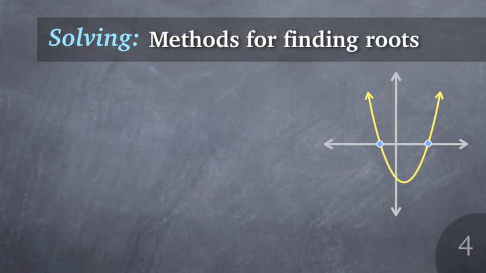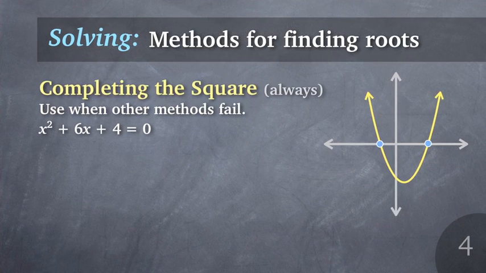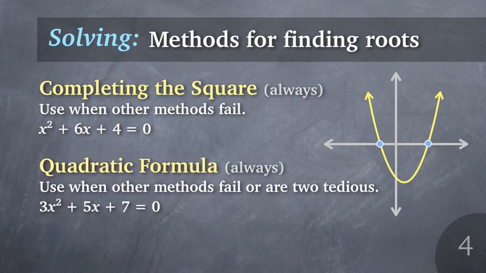We also have 2 methods that always work. The first one is completing the square. We're going to use this when we can't use any of those other easier methods. If we look at the equation below, x squared plus 6x plus 4, can you think of two numbers that multiply to 4 and add to 6? Probably not, because I can't. So we'd have to use the completing the square method. Or we could use the other method that always works, the quadratic formula.